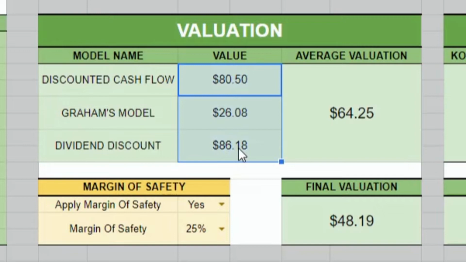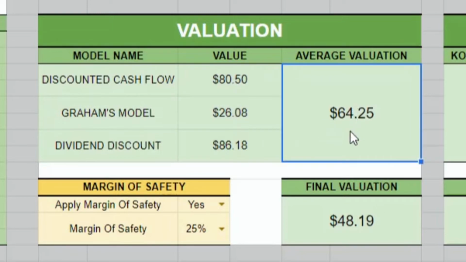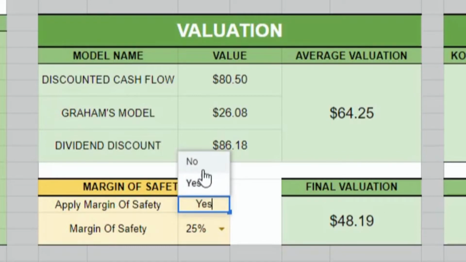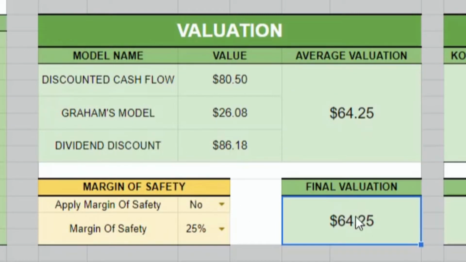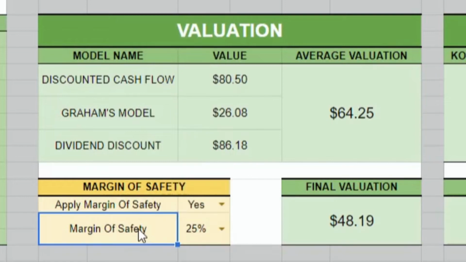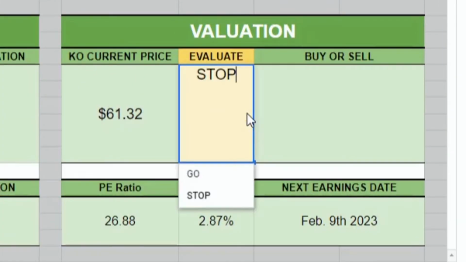So averaging these three numbers together, we're going to end up around $64.25. So we're always going to want to apply a margin of safety. So we're going to go ahead and click yes here. And if you're following along, you can click yes or no. If you click no, the average valuation is just going to come down here to the final valuation. We're going to click yes, and then you get to choose a margin of safety. We'll play around with this number and see what we get, but we're going to start with 25 right here. So obviously we know the final valuation, 48, is less than $61.